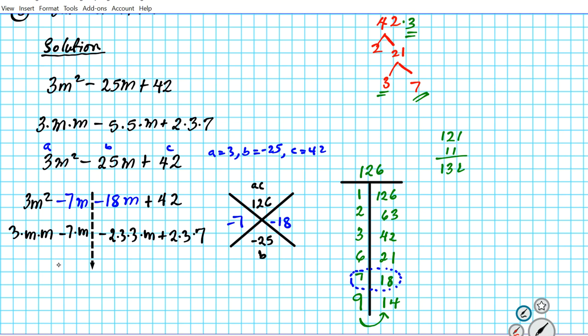Okay, so now let's look at the left side of our partition. Do you see a greatest common factor that can be extracted? And the answer is yes. You can factor out an m. So we have an m. If you factor it out, it's as though you're dividing it out, so that's divided out. And we're left with the quantity 3m minus 7.